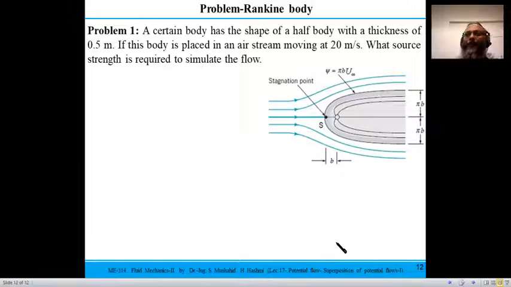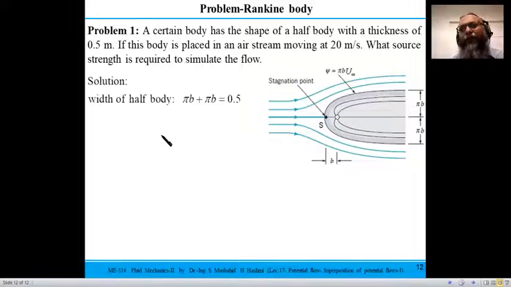Okay, just see this problem. You have a Rankine body, a half body. Sometimes it is called a half Rankine body, not a Rankine body, because a Rankine body is actually a full body. It is a half Rankine body, or a half body, with a thickness of 0.5 meters. So the thickness 2 pi b is 0.5. If the body is placed in an air stream moving at a uniform speed of 20 meters per second, the question is what source strength is required to simulate the flow. So you need to know the value of m, the strength of the source, so that you can model this flow. The half width is given here, which is 0.5 meters.